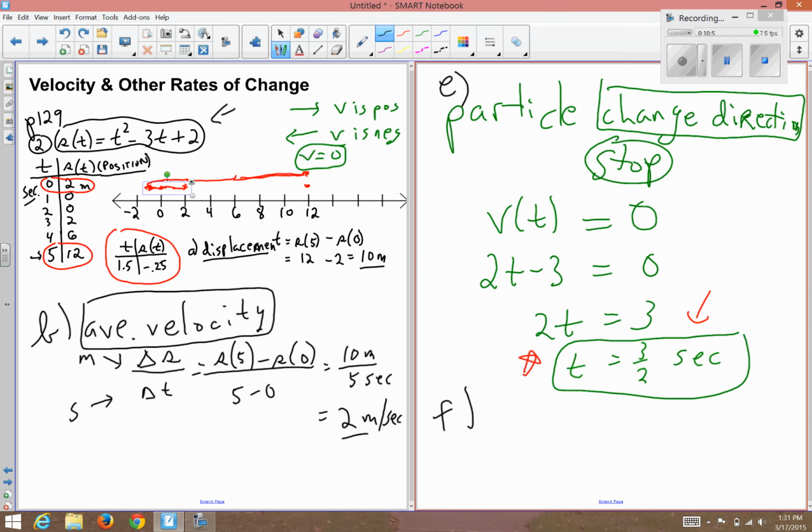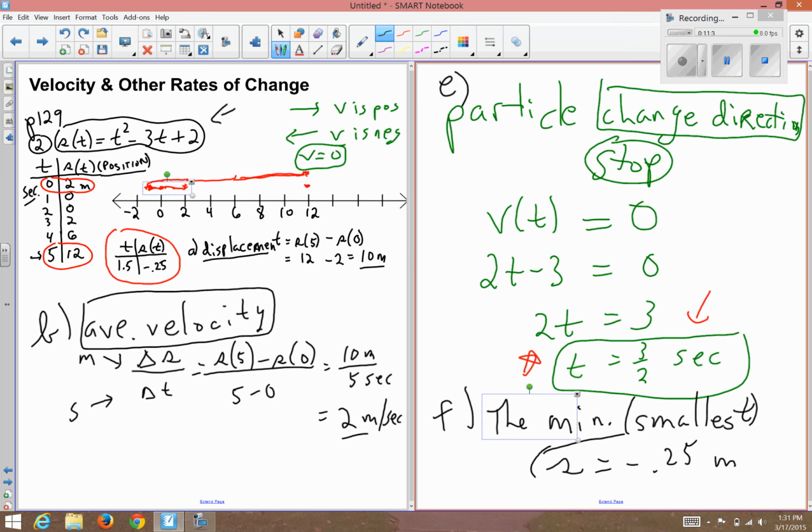Where is the particle when S is minimum? S are the numbers in this column. S is the smallest, right here at negative 0.25. The minimum, that means smallest. S is exactly, this is not a coincidence, at the time it changed direction. Negative 0.25 meters. Negative meaning to the left of 0. That answers the where is the particle when S is minimum.